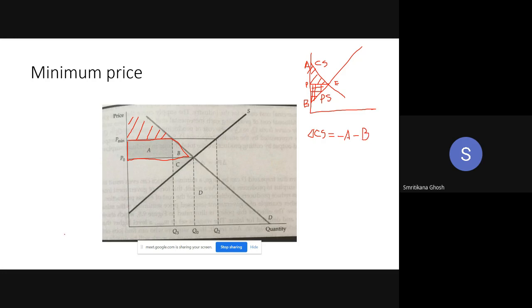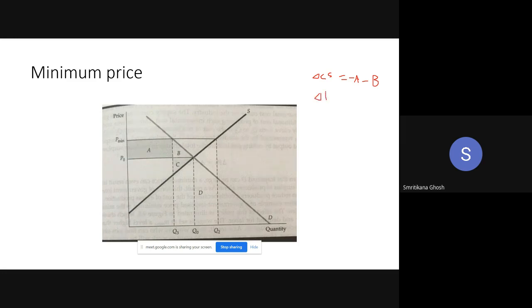Now, what about the producer? Very sorry, let me write it. Change of consumer surplus is minus A minus B.